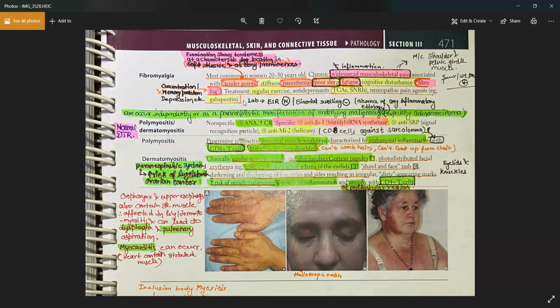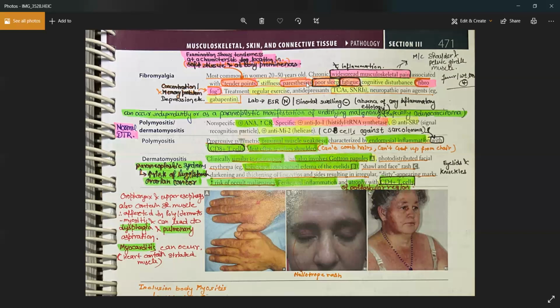Please note it is not associated with inflammation, so the ESR is normal. You won't be having any kind of synovial swelling. It's just that you're having muscle pain, joint pain, bone pain also, right? Multiple tender points are there, stiffness is there, paresthesias are there, and a history of poor sleep is also there. Sleeplessness would be there, right?